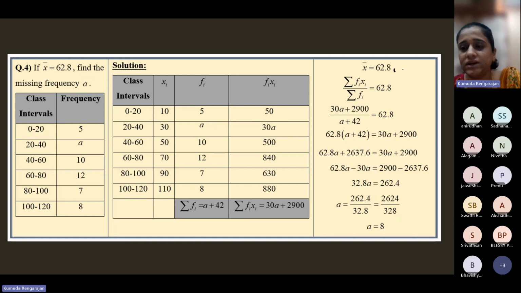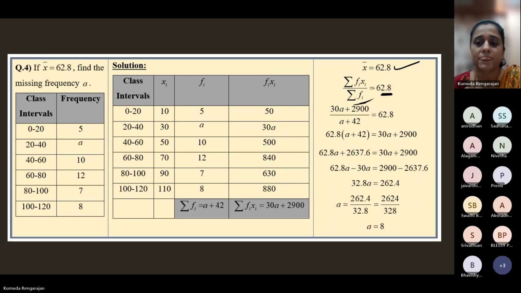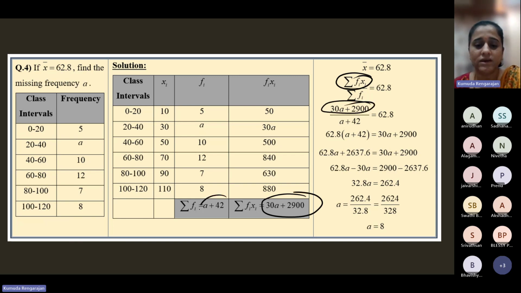Now we are given that x bar is equal to 62.8. So after preparing the table, write out the value of mean given. Write that: x bar is equal to 62.8. Now under x bar, write the formula. How to find x bar? Sigma fi xi by sigma fi. This is given to be 62.8. x bar means this one only, no? So that is 62.8. Now substitute the values. What is this? 30A plus 2900 by sigma fi, A plus 42, is equal to 62.8.